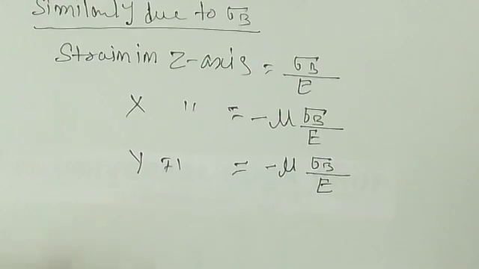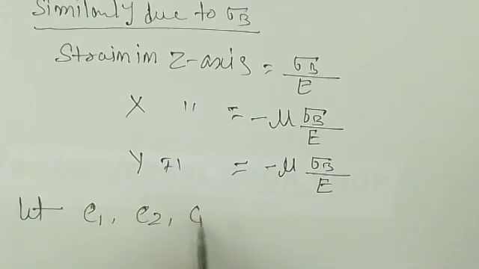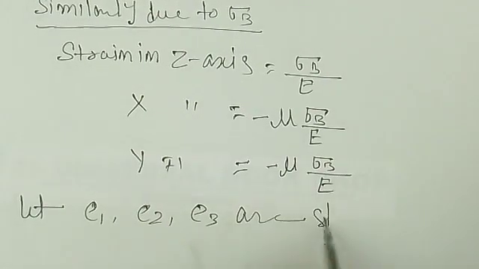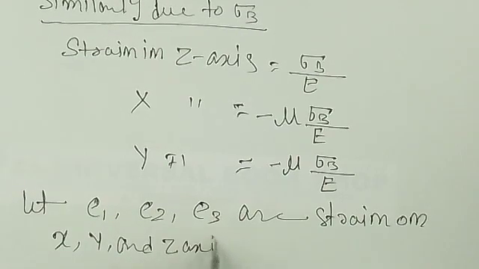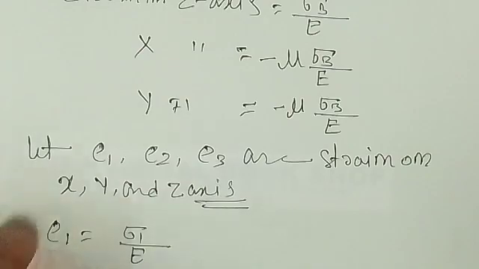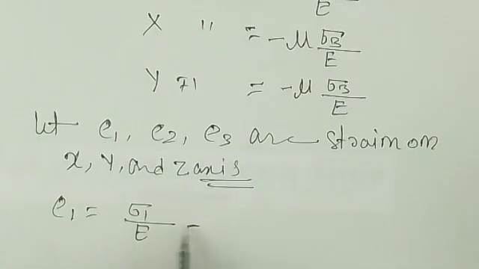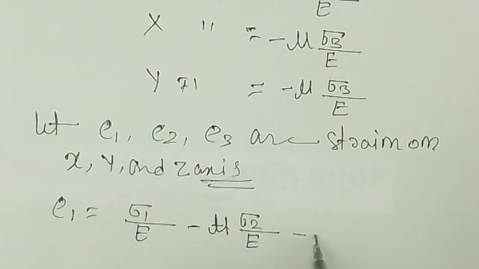So now you can write that let E1, E2, E3 are strain on x axis, x, y and z axis, right? X, y and z. So we can say E1 is equal to what? E1 is equal to, that is sigma 1 by E due to stress on sigma 1, and x axis due to sigma 2 is what? Minus mu times of sigma 2 by E minus mu times of sigma 3 by E, right?